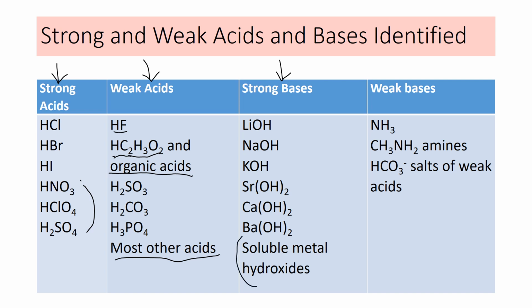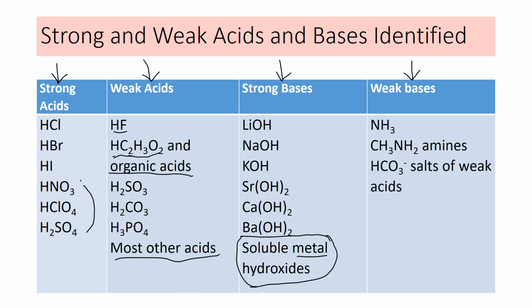It's the soluble metal hydroxides. So you can use your solubility rules and look at the hydroxide. If it's soluble, it's a strong base. Now the exception is ammonium hydroxide. Don't think about that as a strong base because it's not a metal. Ammonium is not a metal. So lithium hydroxide, sodium hydroxide, potassium hydroxide, strontium hydroxide, calcium hydroxide, barium hydroxide. Those are the strong bases.